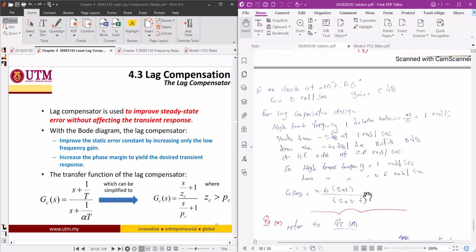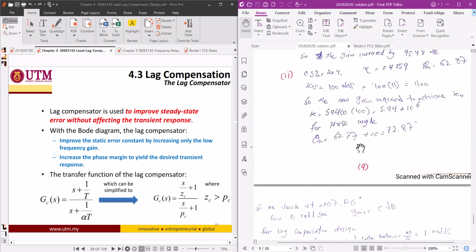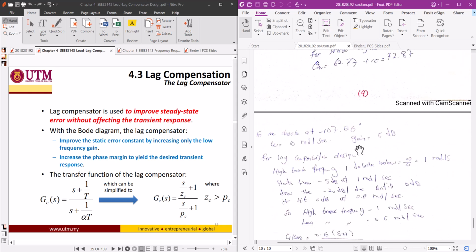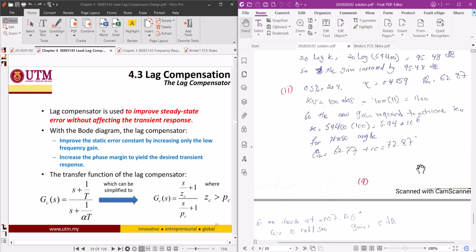So this is the design of the lag compensator using frequency response techniques, using Bode plots. It's a bit complex, but with lots of practice you will be fine-tuned to it. You will be doing this very easily.